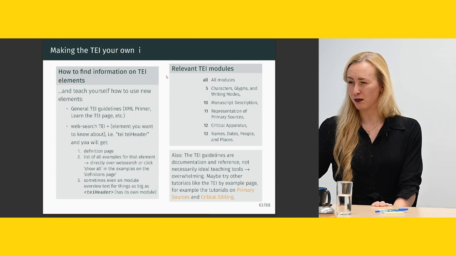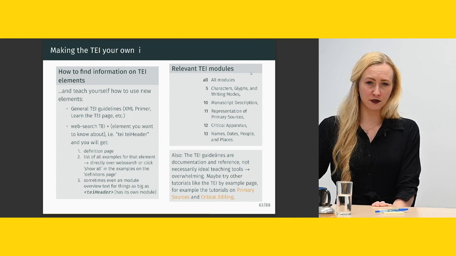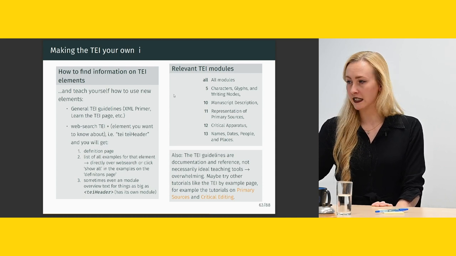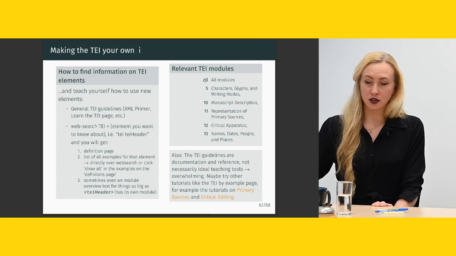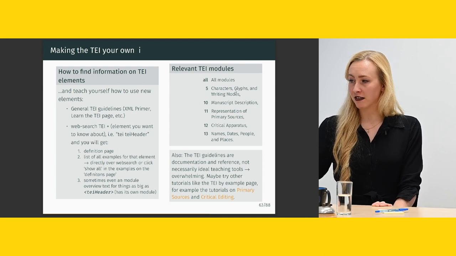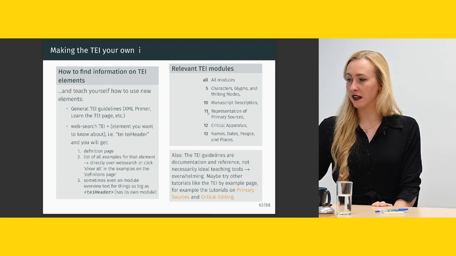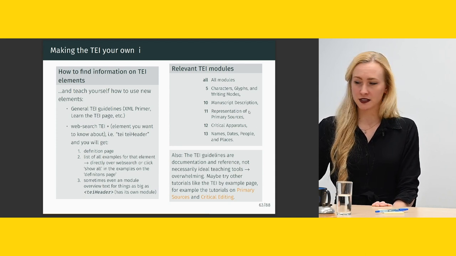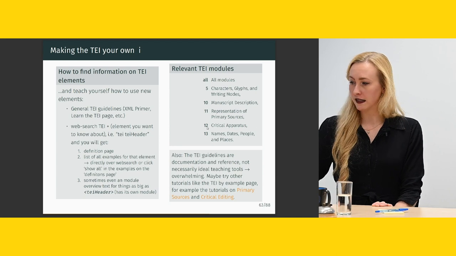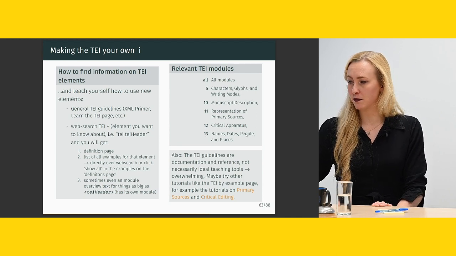And then there's a list of the modules that might be relevant for us. I also placed links on the slides. TEI all is all modules. Then 5 would be characters, glyphs, and writing modes. 10 is manuscript description. 11 is representation of primary sources. 12 critical apparatus. And 13 names, dates, people, and places.